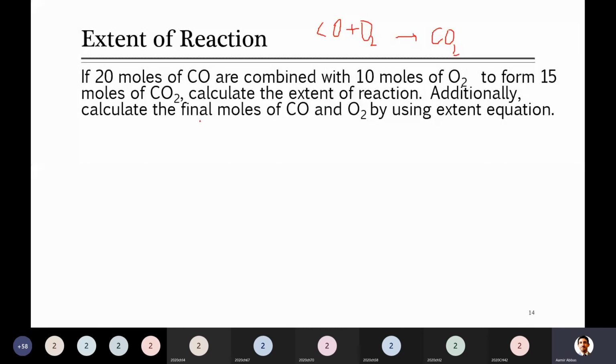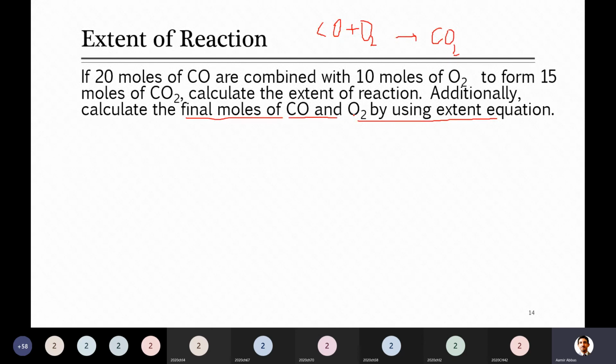First, additionally, calculate the final moles of carbon monoxide and oxygen by using the extent equation. So one thing from here: by reading the last statement, can you tell me whether it is a complete reaction or incomplete? Let's look at that later, but in my opinion it is incomplete, because what it asks is to find the final leftover moles of CO and O2.